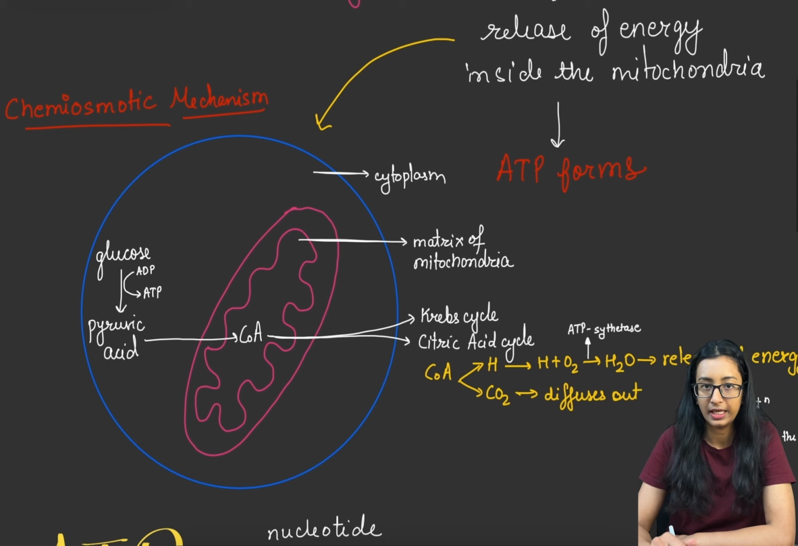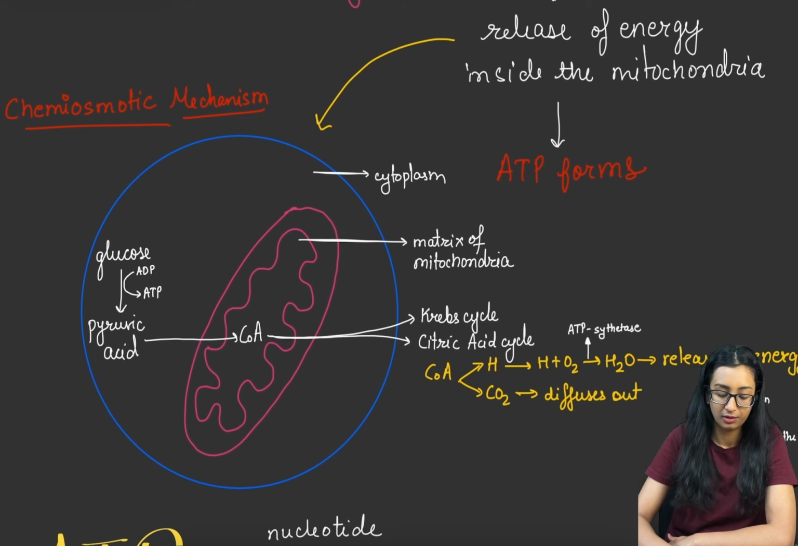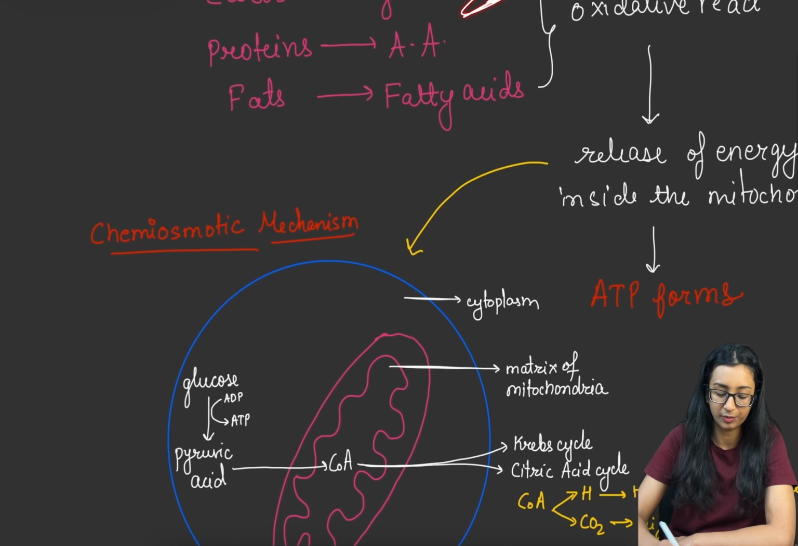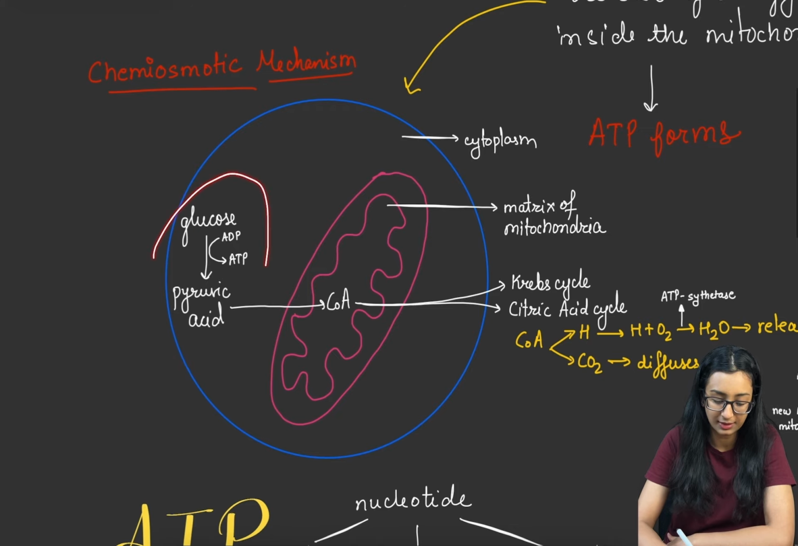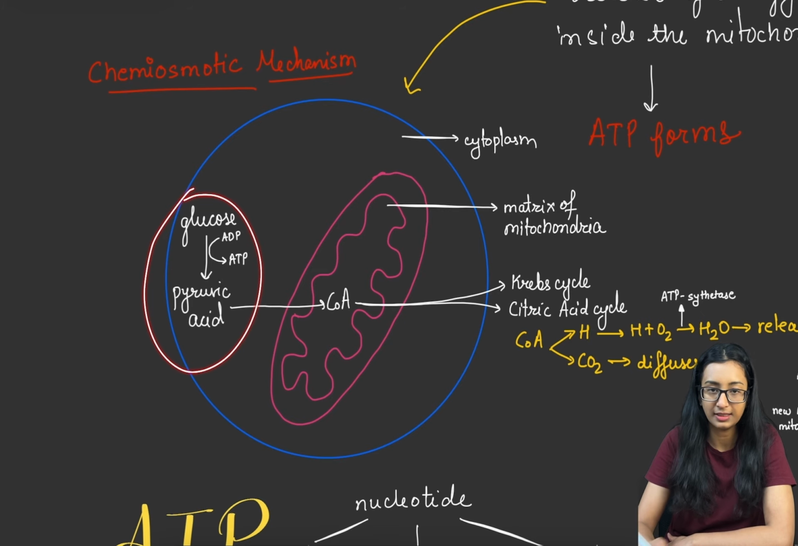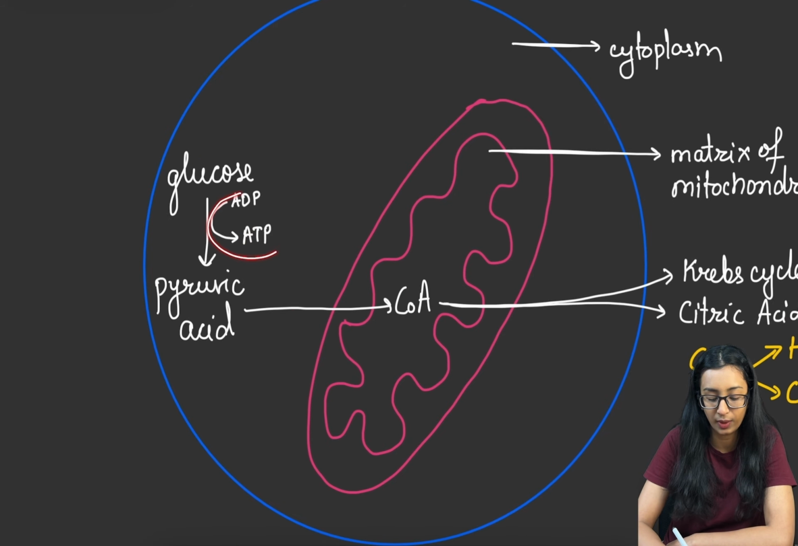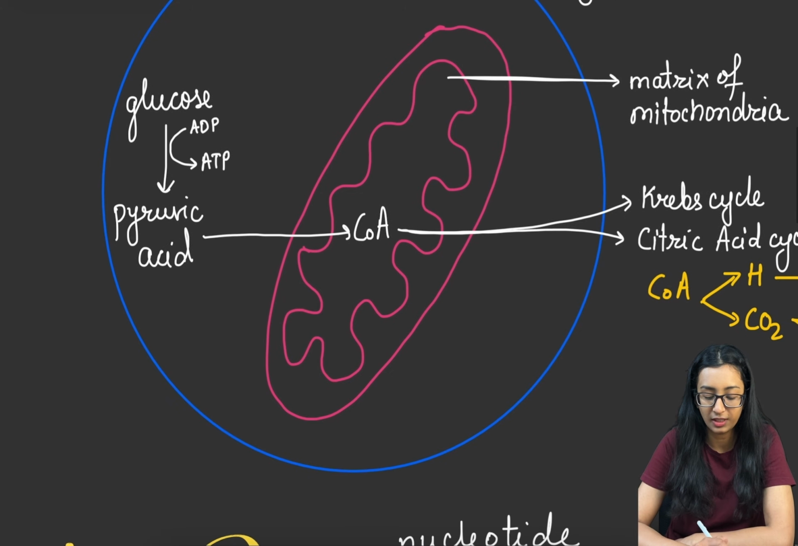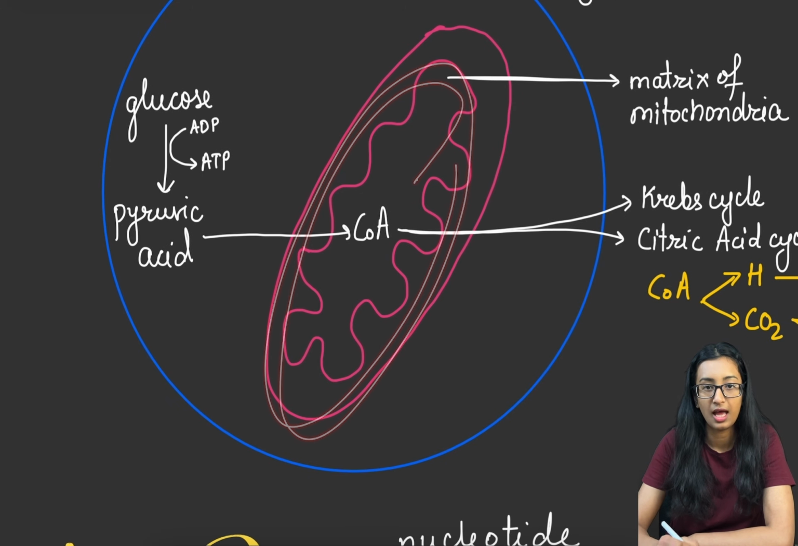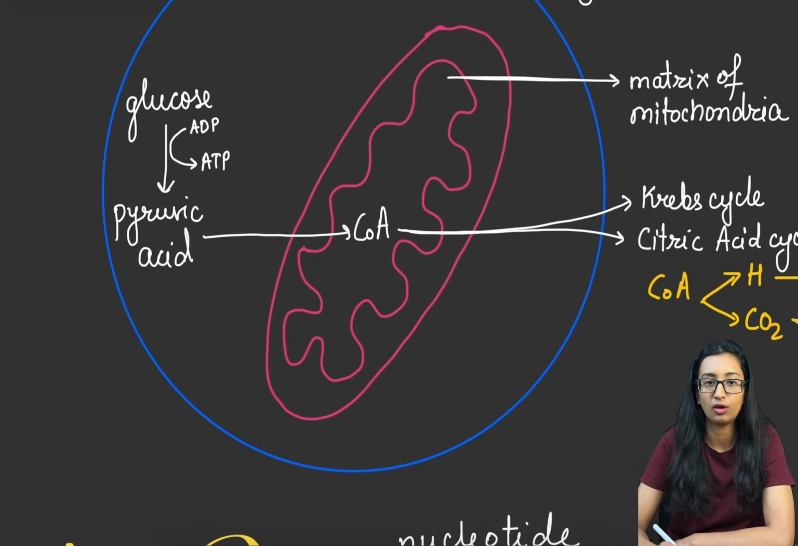So, how exactly in the mitochondria? First of all, the glucose formed from the carbs will turn into pyruvic acid. Here also, like I said, there are oxidative reactions going on. So, the ADP, sorry, will turn into ATP. So, here is the formation of ATP. Now, after this, the pyruvic acid will go into the matrix. This is the matrix of the mitochondria, and it will lead to the formation of acetyl coenzyme A.